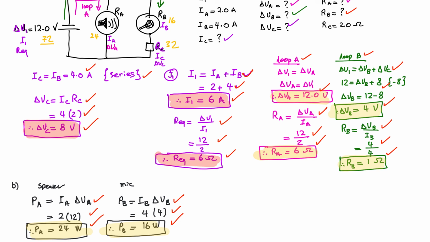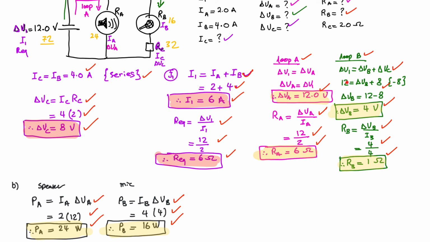And you just want to check to make sure that the amount of power that's being supplied by the source is equal to the same as the components or the load. Here, 24 plus 16 gives us 40. 40 plus 32 gives us 72. And that's equal to 72 here. So we can just check and make sure. And that's a great way of checking your answer.